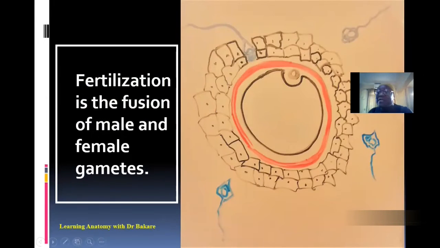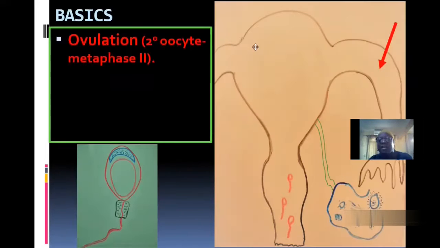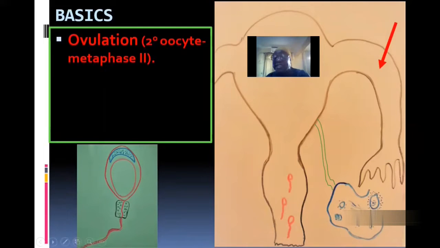Fertilization, as we've said, involves the process by which the sperm cell and the egg come together to become the zygote. This is the egg, and these are the sperm cells around it, highlighted in blue. So it only takes one of these sperm cells to become fused with the egg to form the zygote. Let's look at the basics behind fertilization.